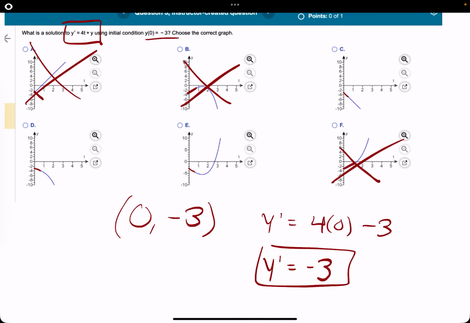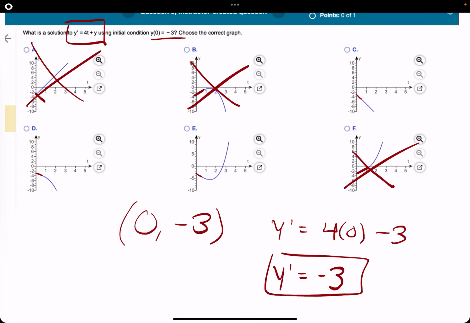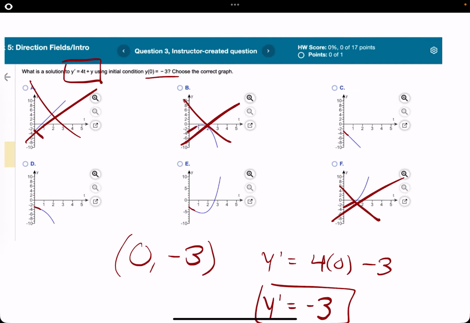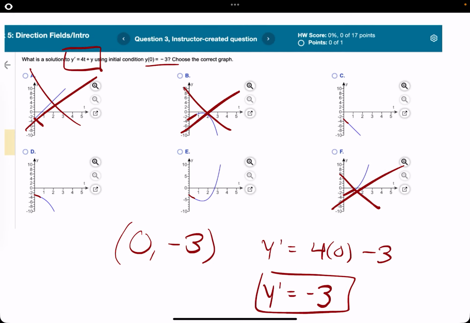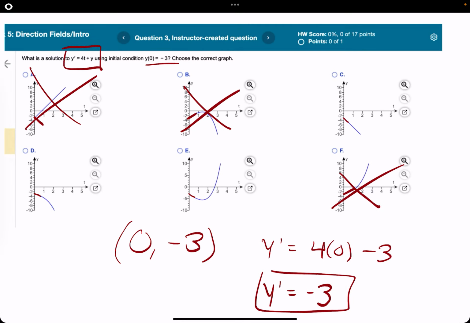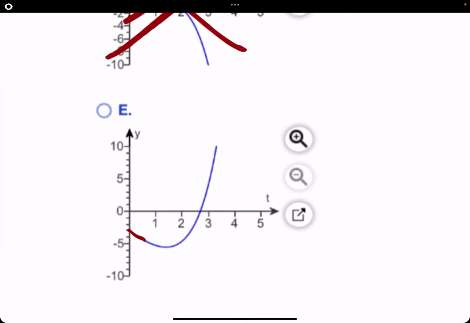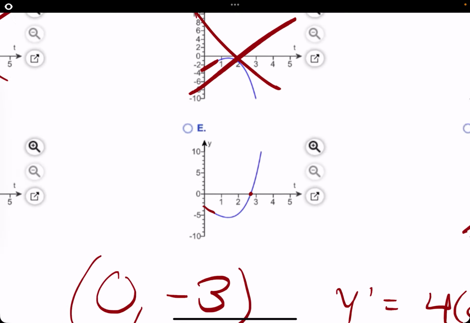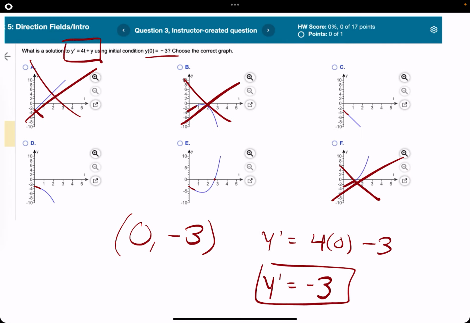Let's see if we can pinpoint anything else. So what differences do we notice here? It looks like eventually E turns around and has positive slopes, where C and D do not. So the question would be, could y prime ever be positive? Well, let's make an estimate here, maybe like 2.7 on the t-axis and 0 on the y, right?